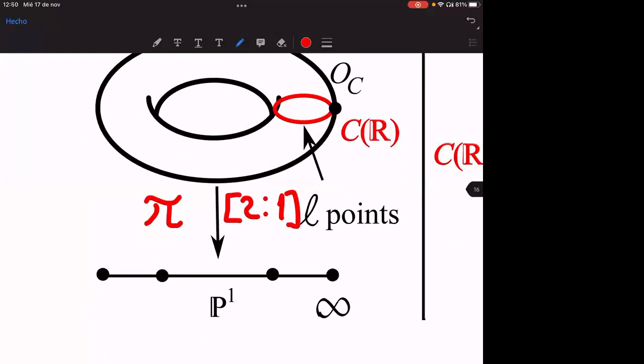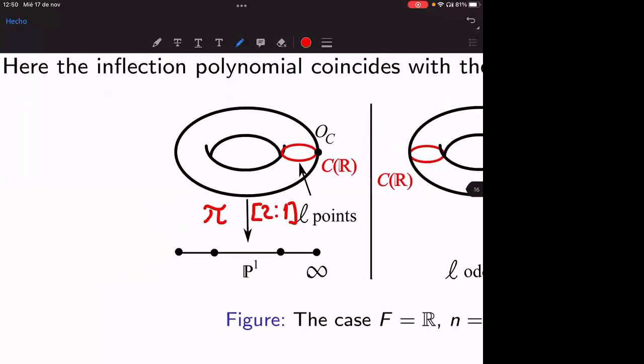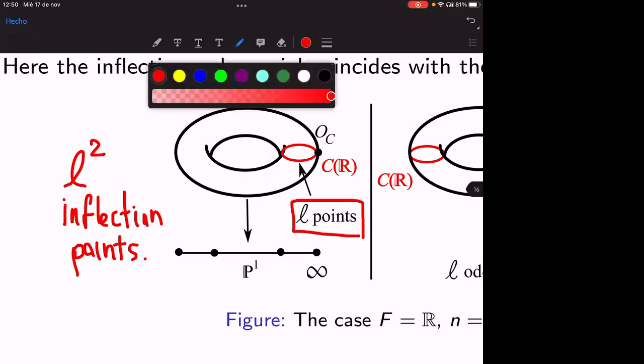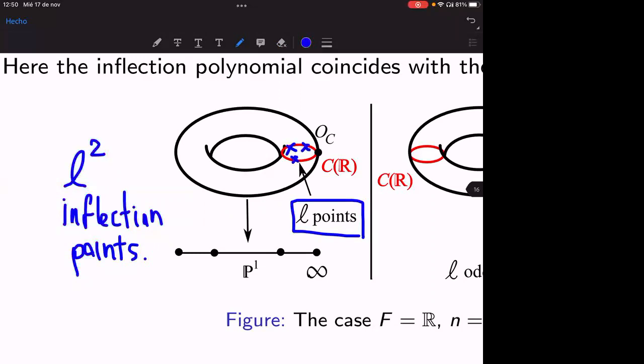And so you have here the real locus. And since in this case these are torsion points, you have L squared inflection points, right? What I'm trying to tell you here is that out of those L squared inflection points, you may have L inflection points which are located on your real connected component here. And then the remaining inflection points or torsion points are going to be scattered around the torus.